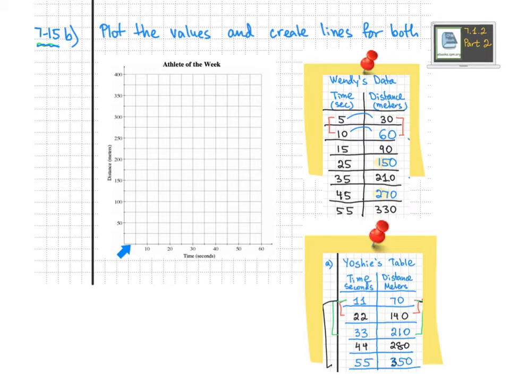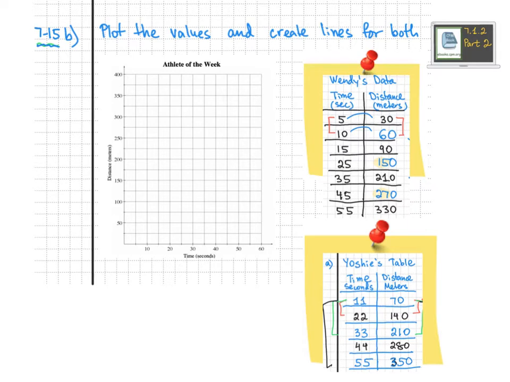Notice that the x-axis, or the horizontal number line, is counting each square by 5s, but they recorded 10 at a time, and they also have time in seconds. Now the vertical number line, every 2 squares is counting by 50s, and they label them distance in meters. And finally, there's a title, Athlete of the Week.